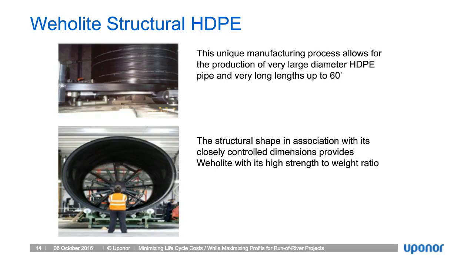So here we see a couple of pictures from our manufacturing facilities. Again, it's a very unique manufacturing process, which we patented years ago, and because we're winding, we can change the mandrels out to different sizes, so it allows us to go from relatively small to very, very large diameters of HDPE pipe. It also allows us, because it's continuous, to go up to 60 feet.